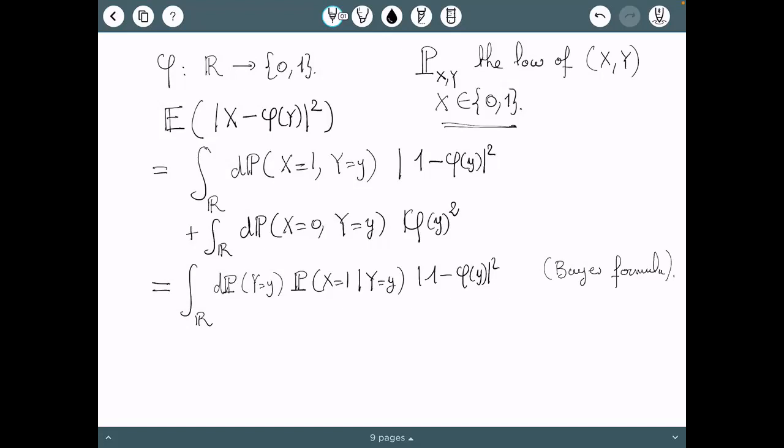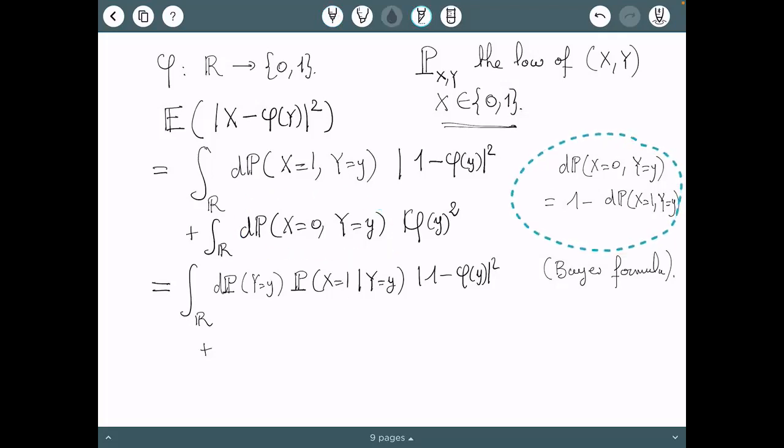Okay, plus, I could do the same for the other guy, but I have to remember that dP(X equals 0, Y equals y) is equal to dP_Y(y) minus dP(X equals 1, Y equals y), because X can only take two values, 0 or 1. So here I split this second term according to this equality.